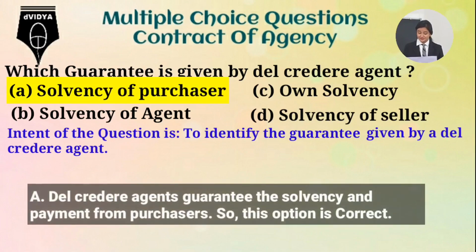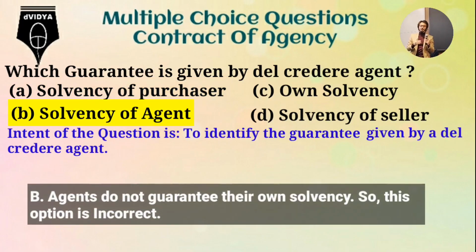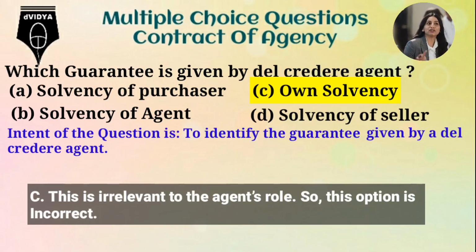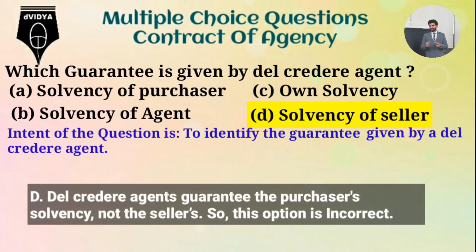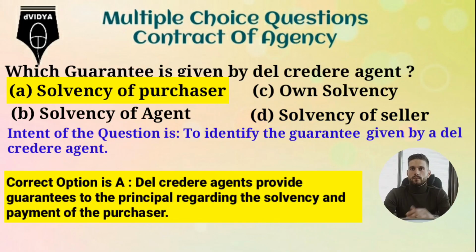Option A. Solvency of purchaser. Del credere agents guarantee the solvency and payment from purchasers. So this option is correct. Option B. Solvency of agent. Agents do not guarantee their own solvency, so this option is incorrect. Option C, own solvency. This is irrelevant to the agent's role, so this option is incorrect. Option D. Solvency of seller. Del credere agents guarantee the purchaser's solvency, not the seller's. So, this option is incorrect. Correct option is A. Del credere agents provide guarantees to the principal regarding the solvency and payment of the purchaser.